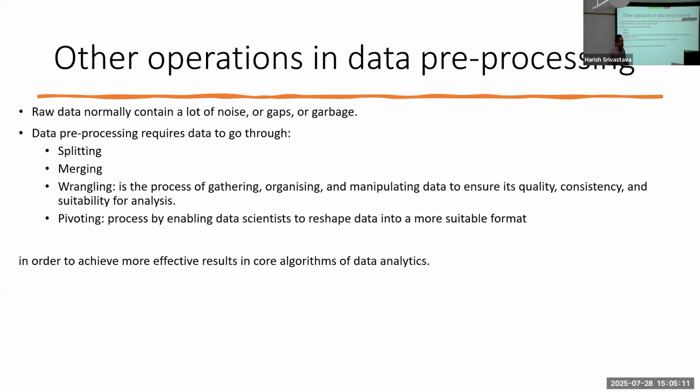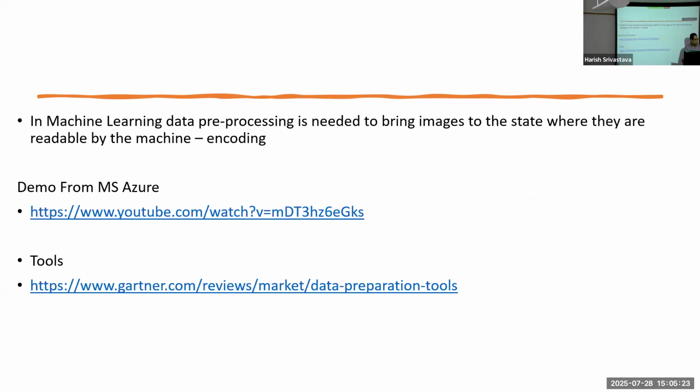That does everything. One line, right? You don't have to determine the shape of a pivot table. It gives you, with a single command, a more effective result from the core algorithms of data analytics. In machine learning, data pre-processing is needed to bring images to a state where they are readable by the machine, encoding.